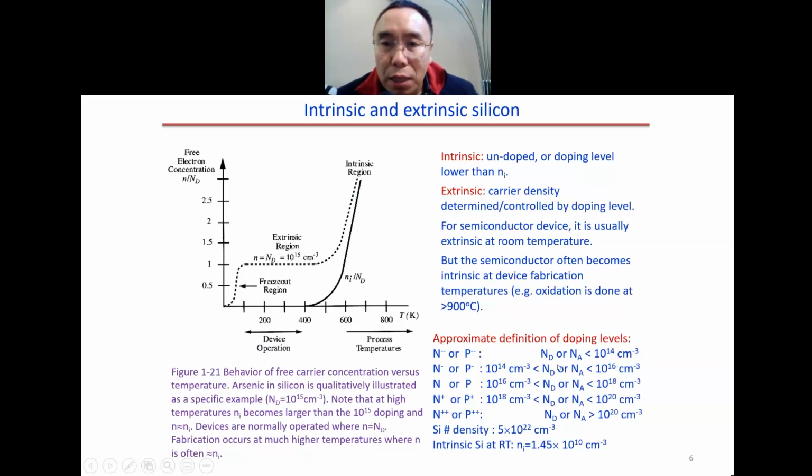Here is the definition of the doping levels. For moderate doping, we have 10 to the power 16. This gives the silicon about 1 ohm centimeter resistivity. You can see this number is much lower than the silicon number density, which is 5 times 10 to the power 22, but much higher than the intrinsic carrier concentration. Then we have less doping, very light doping, heavy doping, and very heavy doping. Even for very heavy doping, 10 to the power 20, it is still only about 1% of the silicon atoms.